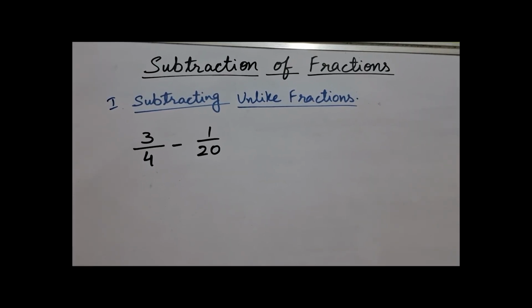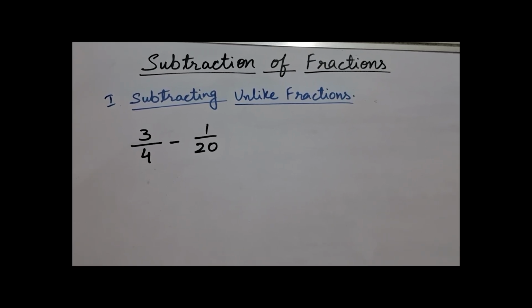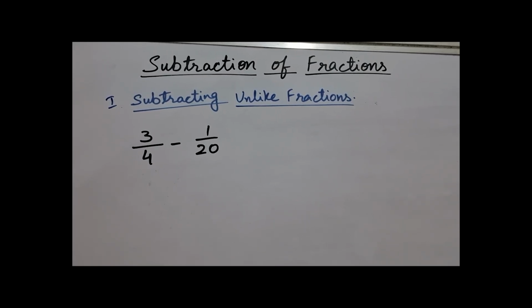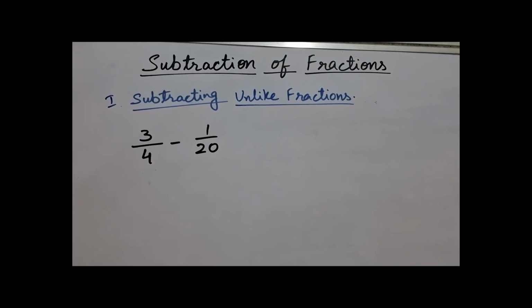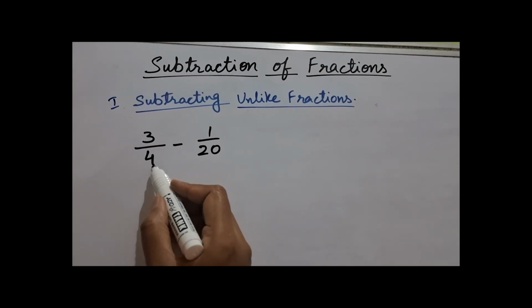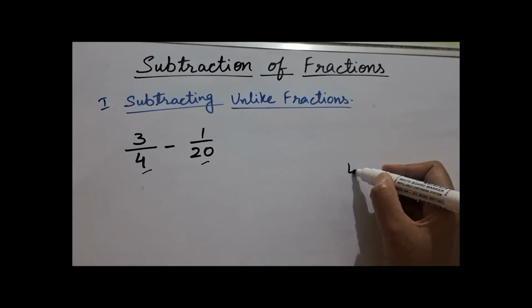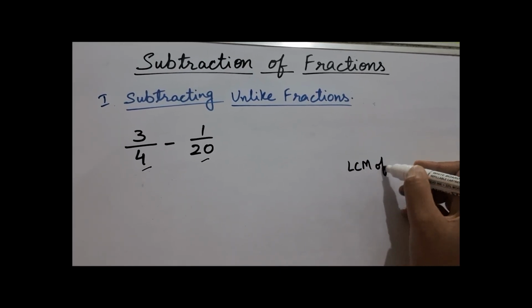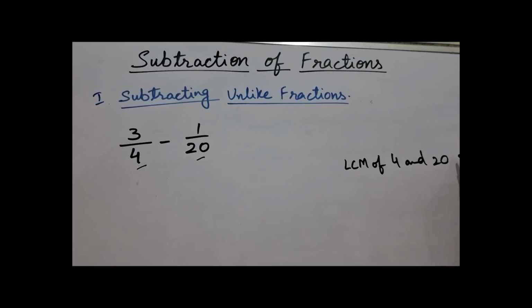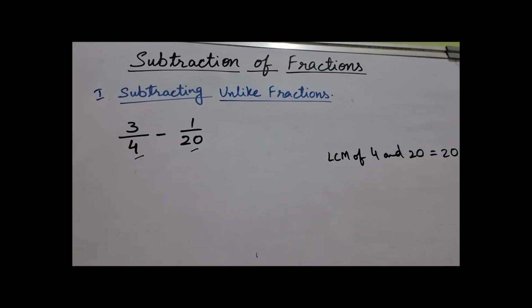Subtracting unlike fractions. As we have seen, children, in adding the unlike fractions, we have taken the LCM of the denominators. The same process here also we have to do. That means we have to take the LCM of the denominators. We get the LCM of 4 and 20 as 20.